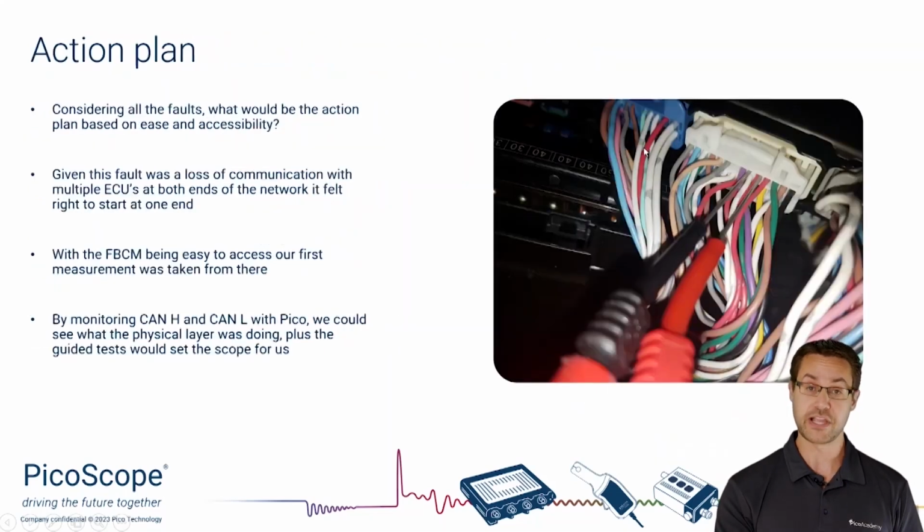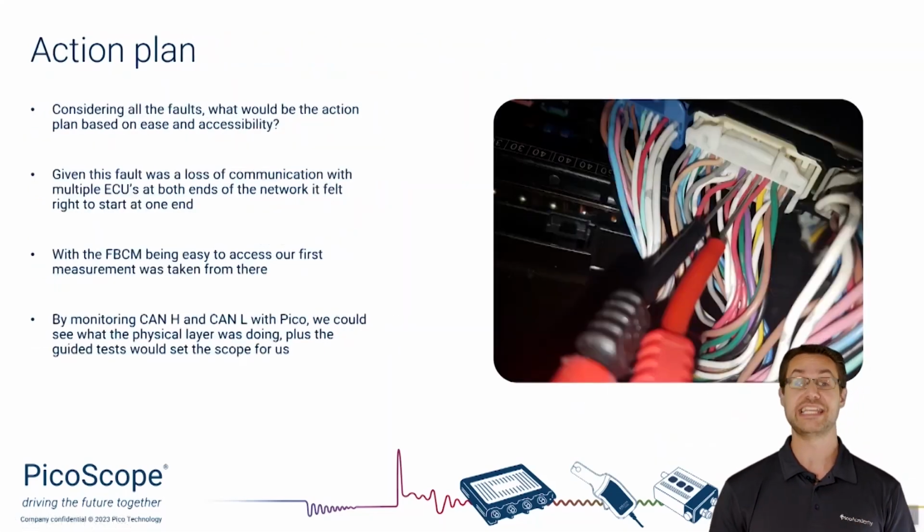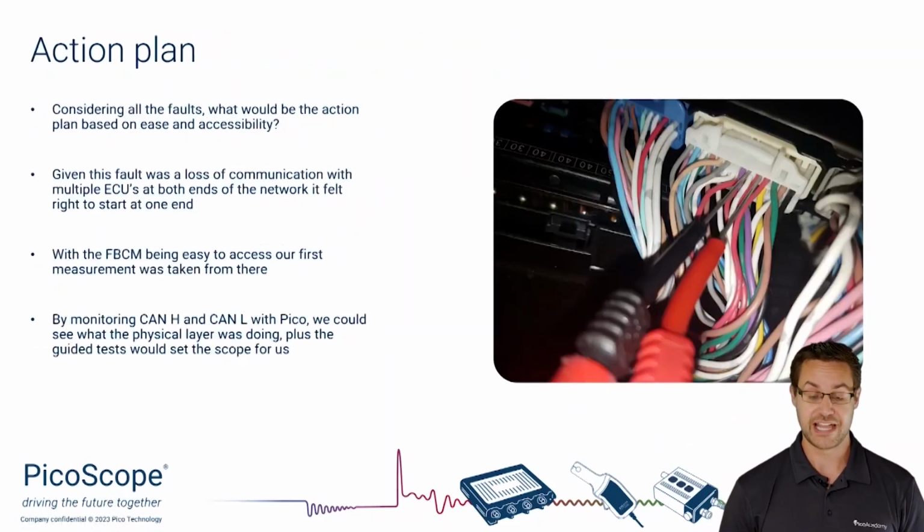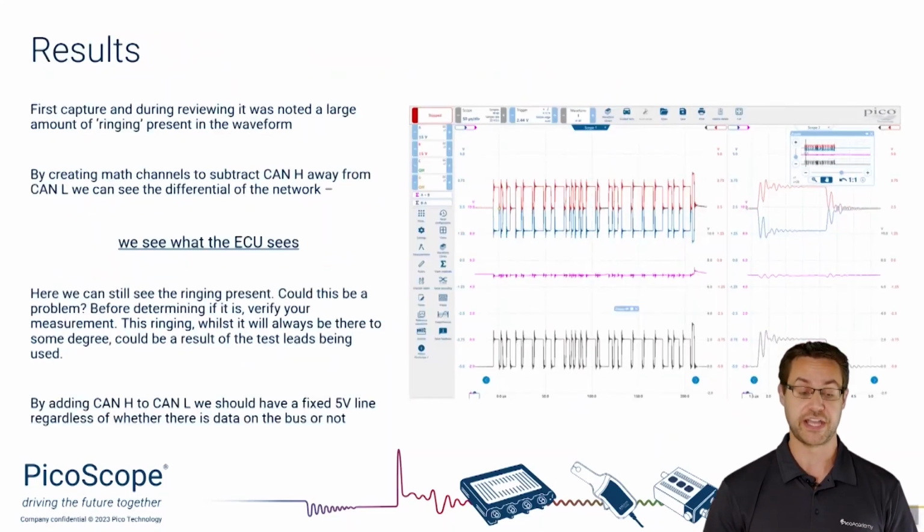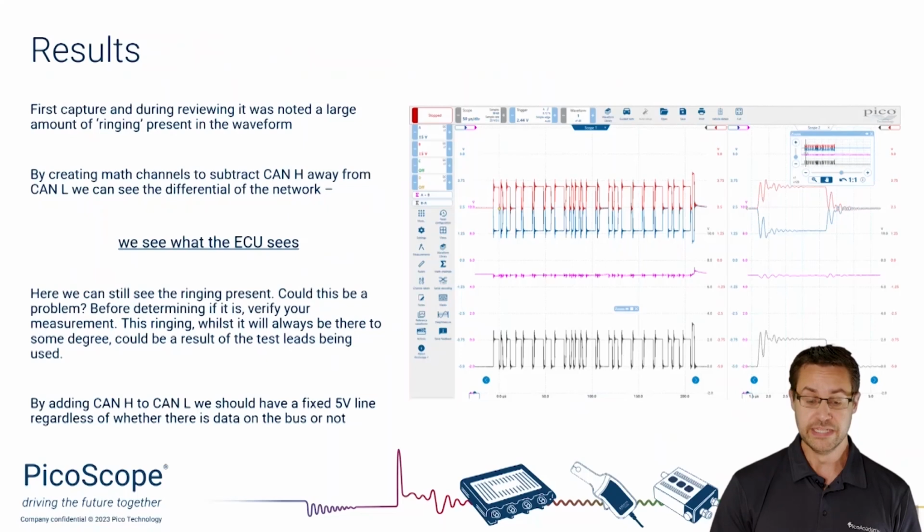So it seemed like a good place to get to. It was one of the easiest ones to get to as well. And we could use back-pinning probes through the connector to actually get onto our CAN high and CAN low. So from here, very, very simple. We can use a guided test to look at the physical layer to see what that network is doing.